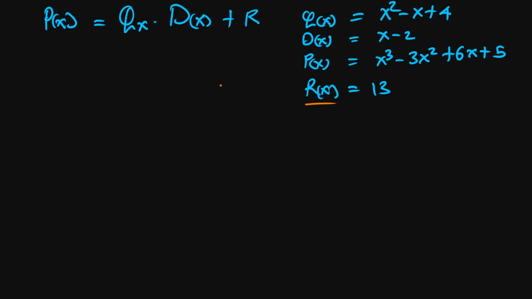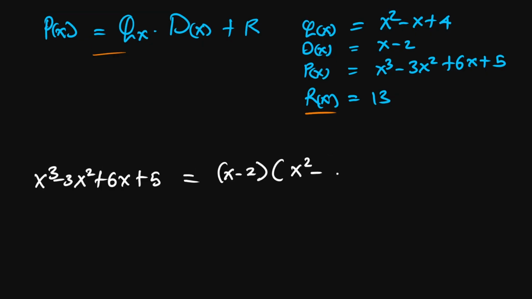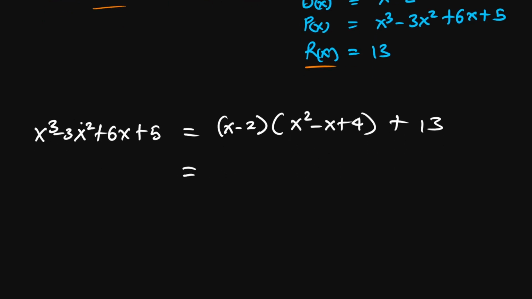Let's substitute this information in this division algorithm equation. We have our polynomial, which is x cubed minus 3x squared plus 6x plus 5. And the product of the divisor and the quotient, our divisor is x minus 2 times our quotient, which is x squared minus x plus 4. Then plus the remainder, which is 13. The left-hand side will remain the same, so we will have, let's try to open these brackets.